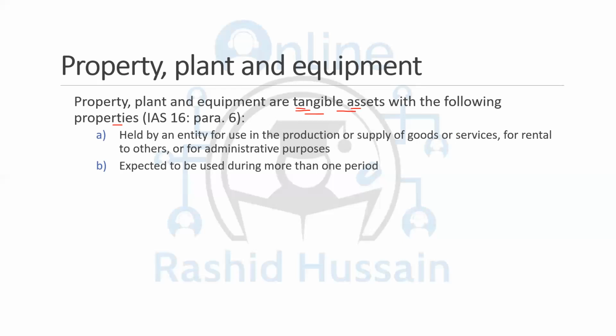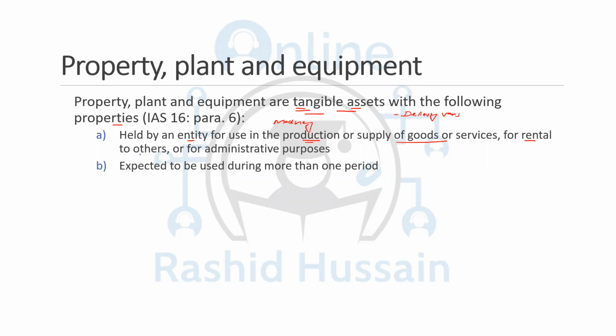So what is the scope of the IAS 16? These are the assets held by an entity for use in the production. So when you talk about use in the production, that means the machinery. Say, for example, I'm having machinery which is producing the goods, and those goods are being sold in the ordinary activity of the business. So we are using those machines for the production, for the business use. Or supply of goods or services. For example, you have the delivery vans, which are going to deliver your products.